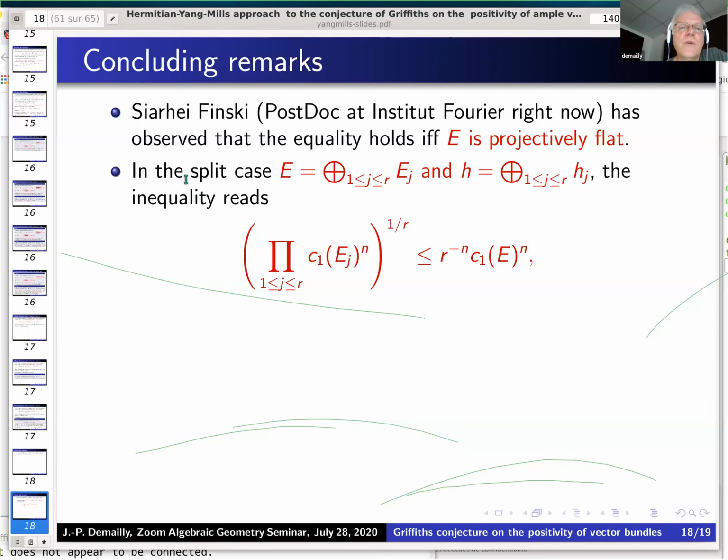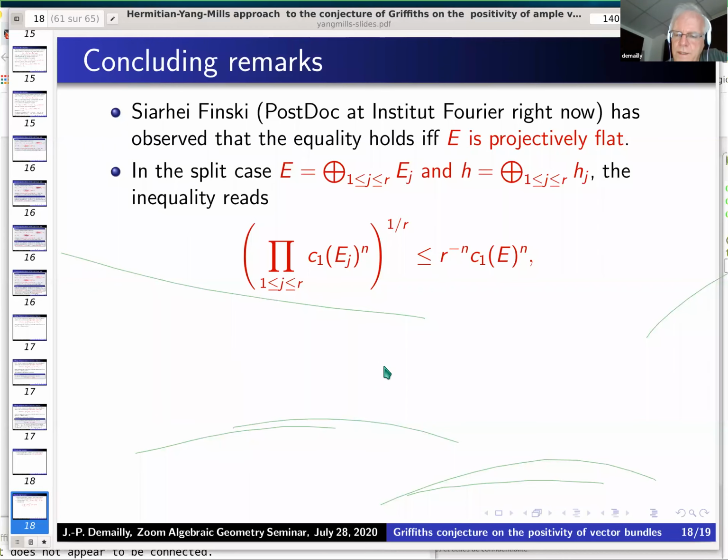There is a very easy case, which is the split case. So if E just splits as a sum of line bundles, and the Hermitian metric H on E splits also as a direct sum of Hermitian metrics on the line bundles E_j, then the previous form can be computed, and you get exactly the product of the top intersection numbers of the summands, the line bundles E_j. So you take the product of top intersection numbers raised to power 1 over r.